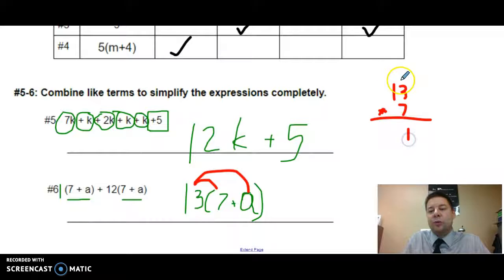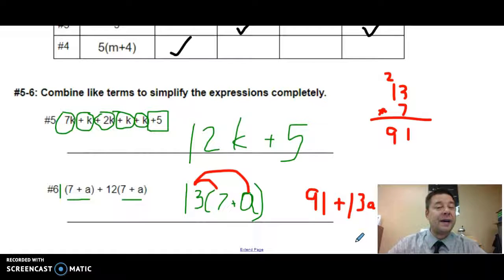7 times 3 gives me 21. 7 times 1 is 7, plus 2, that gives me 9. So 13 times 7 is 91, plus what happens when I have 13 distributed to the a? That's 13 times a, which is 13a. There we go. So I apologize again for the bad mouse writing, but check your work right now.